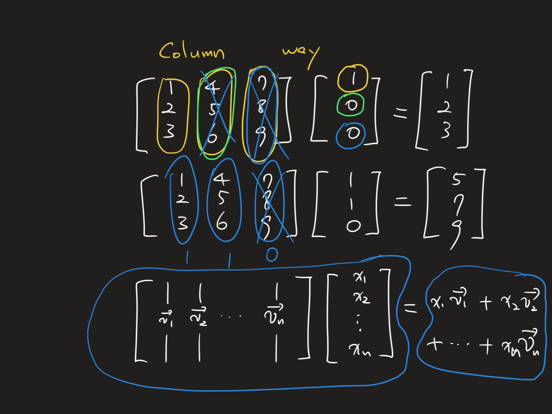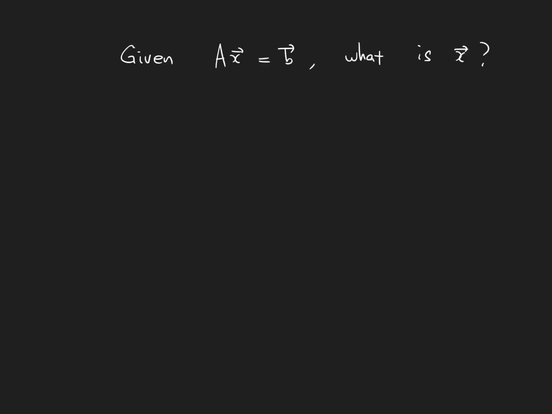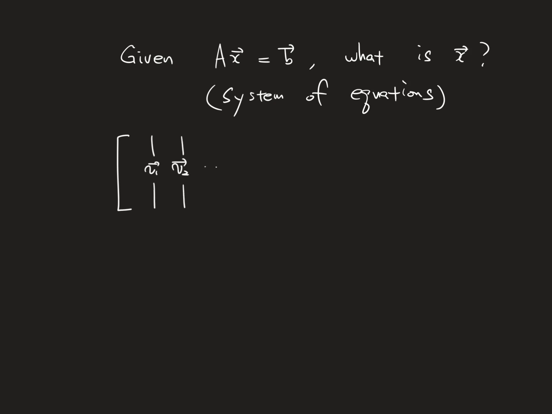Okay, and this is the key question, the second key question. Given Ax equals b, what is the vector x? This is called a system of equations. And so A is just a set of column vectors.